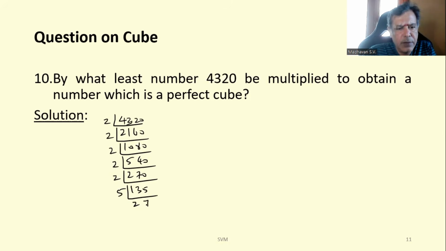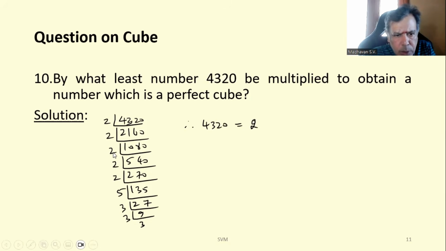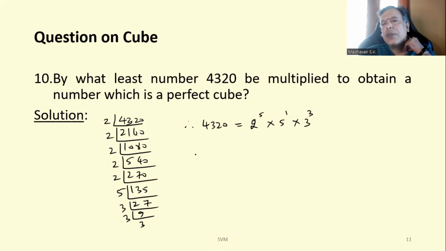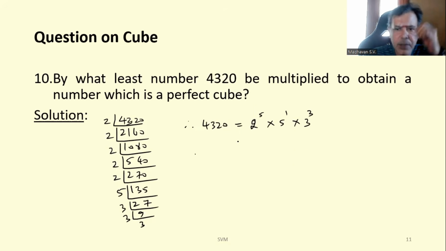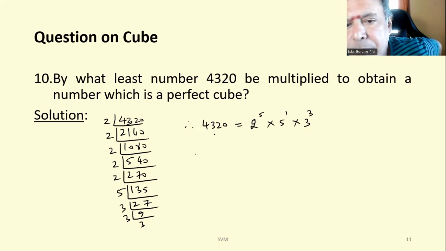5 2s are 10, 5 7s are, 3 9s are, 3 3s are. Therefore, we can write 4320 as 2 to the power of 5 multiplied by 5 to the power of 1 multiplied by 3 to the power of 3. Now, we have to multiply it with some number such that this becomes a perfect cube. Means whatever after multiplication, it should become a perfect cube.